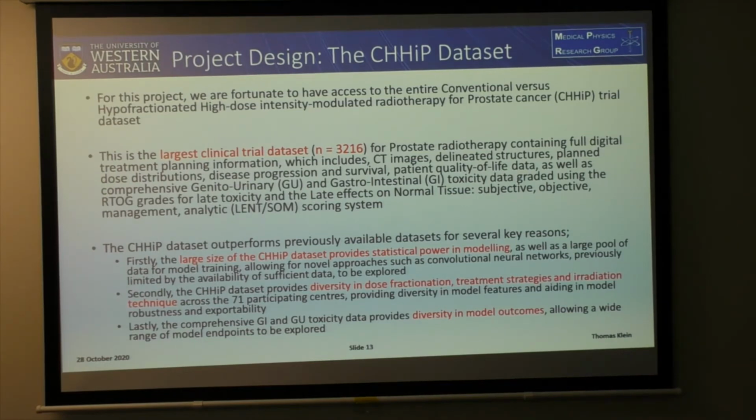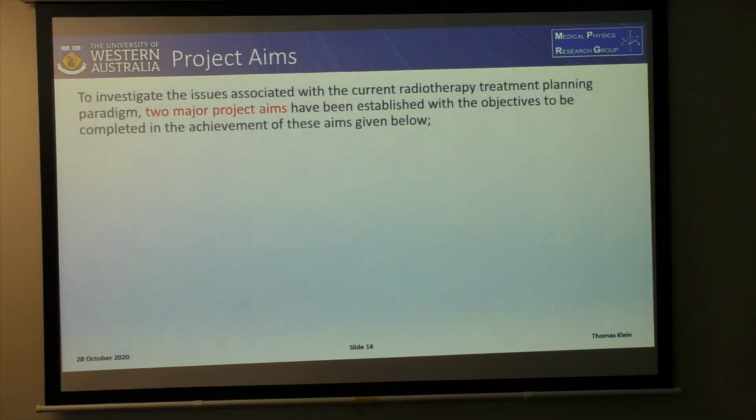This data set is much better than previously available data sets for a few reasons. Firstly, the large size provides us with a high statistical power in modeling and is going to let us explore approaches such as convolutional neural networks, which previously couldn't be explored due to size of data. Secondly, we have a high diversity in the treatment strategy, the irradiation technique, and dose fractionation, which is going to provide us with a diverse range of features to train our models on, which should aid in robustness and exportability. And lastly, the comprehensive toxicity data is going to give us a very large range in model outcomes, which will allow us to assess a lot of different model endpoints.